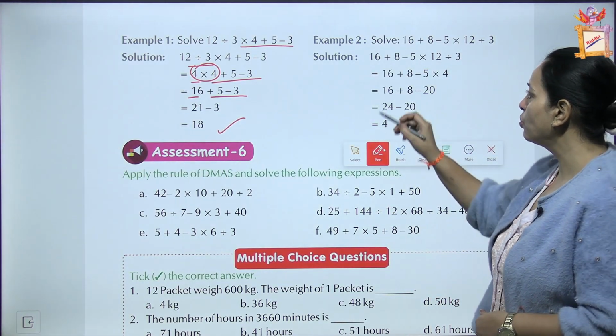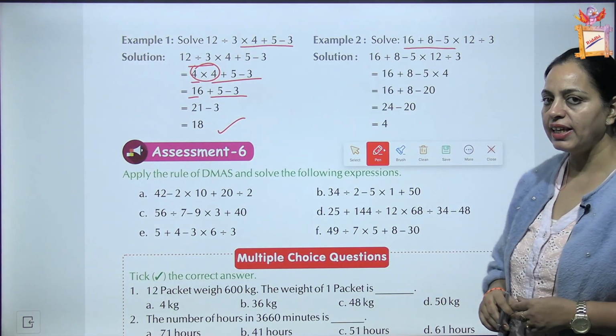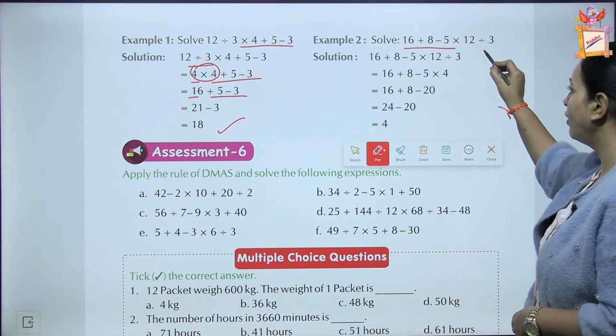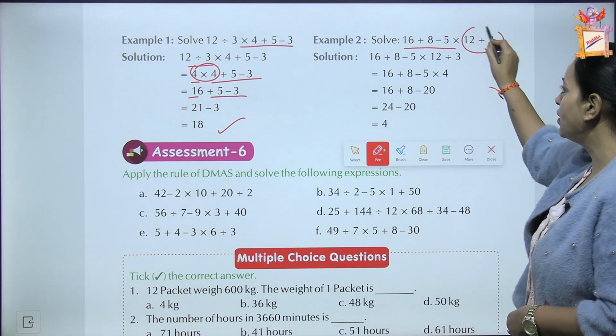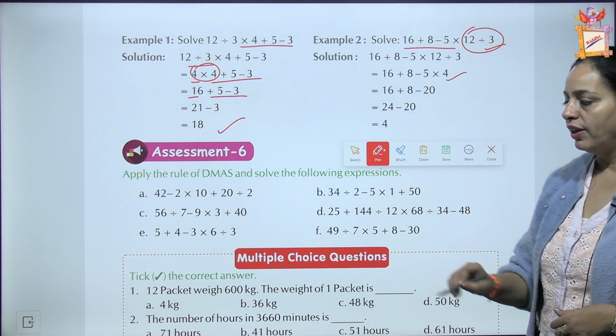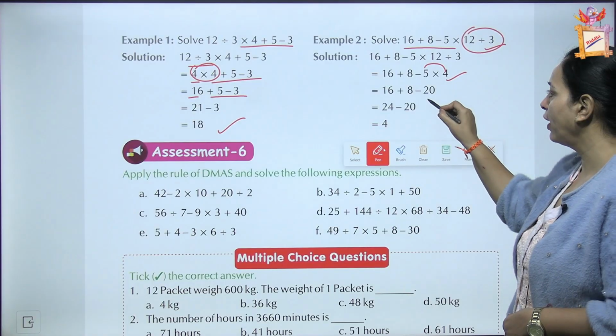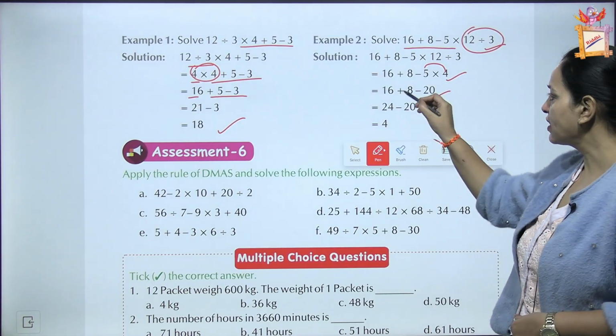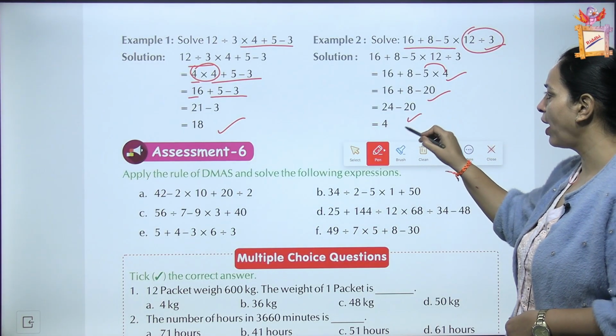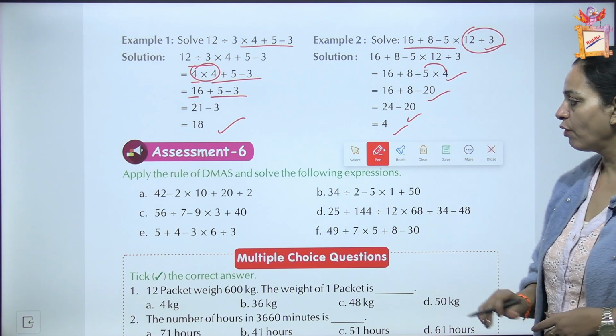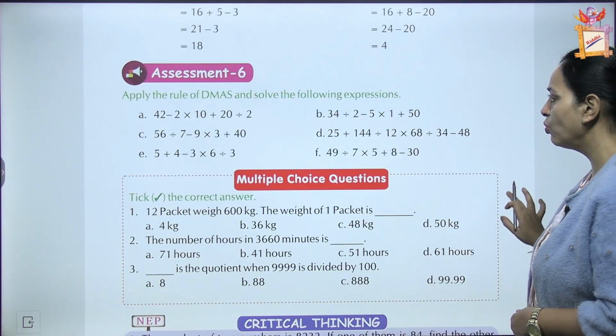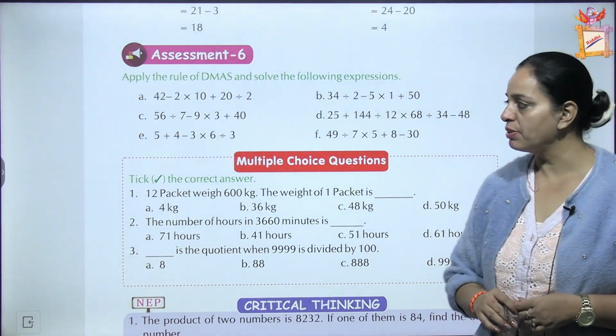Now example 2, solve 16 plus 8 minus 5 into 12 divided by 3. First division, we will get 4, rest as it is. Now multiply, we will get 20, rest as it is. Now addition and subtraction. So answer is 4. I hope this is clear to you. Similarly, you can try assessment 6.